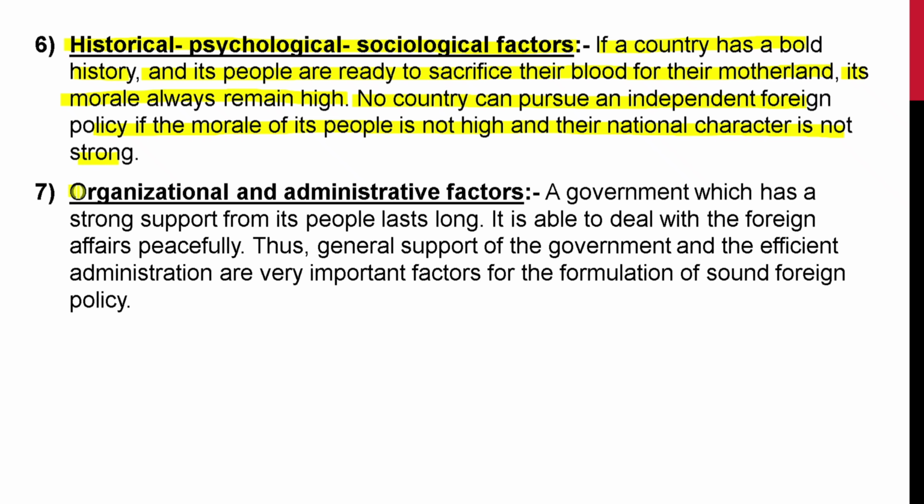And seventh is organizational and administrative factors. A government which has a strong support from its people lasts long. It is able to deal with the foreign affairs peacefully. Thus, general support of the government and the efficient administration are very important factors for the formulation of sound foreign policy.